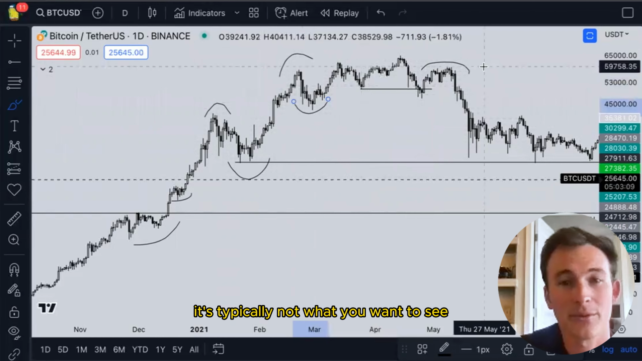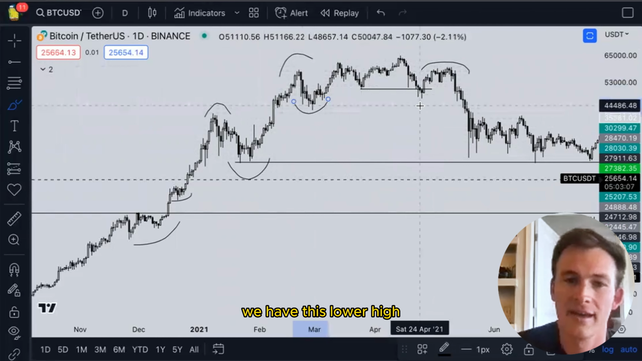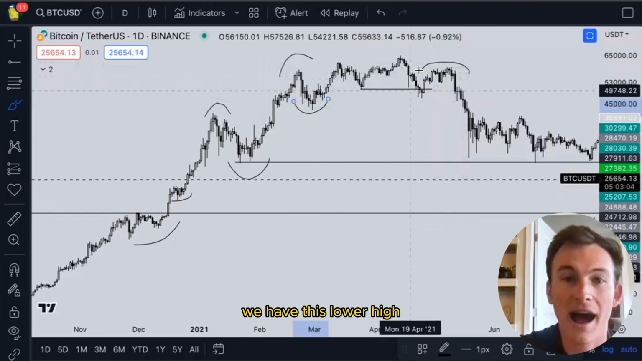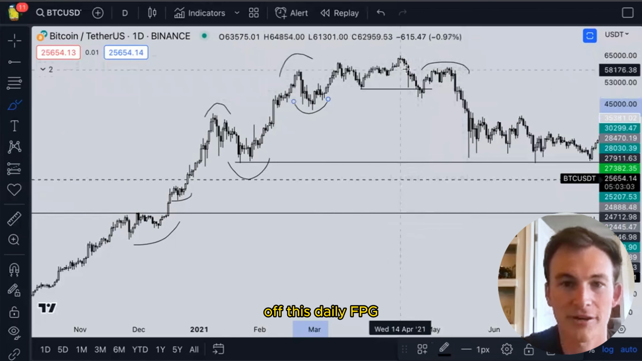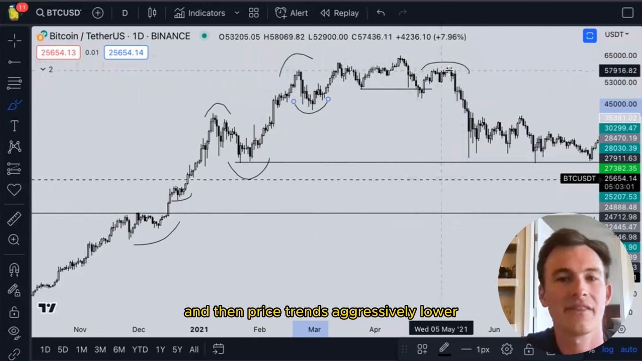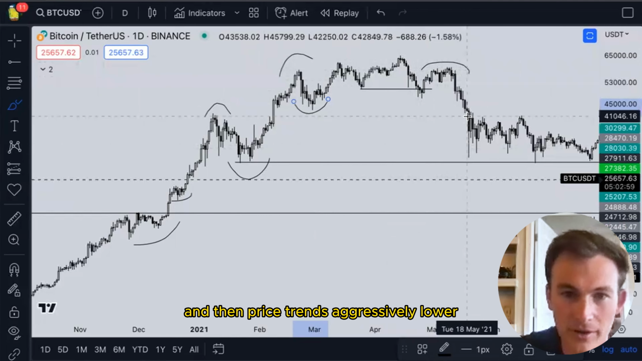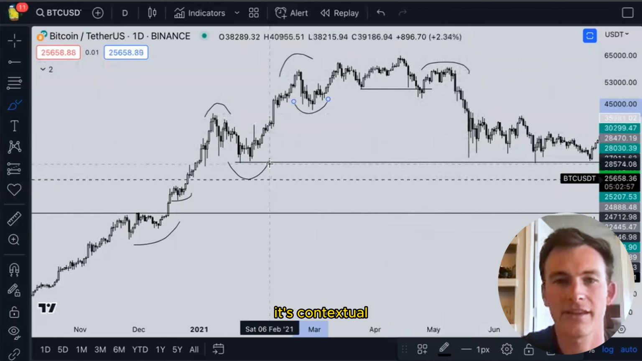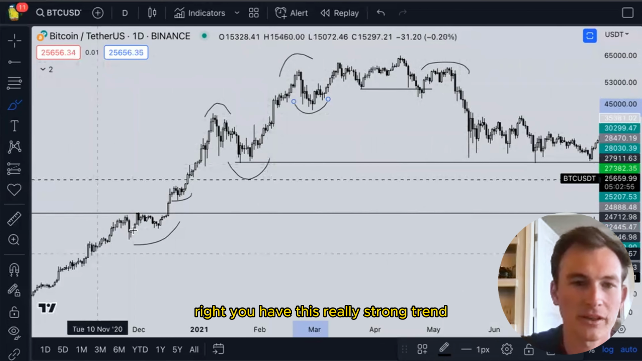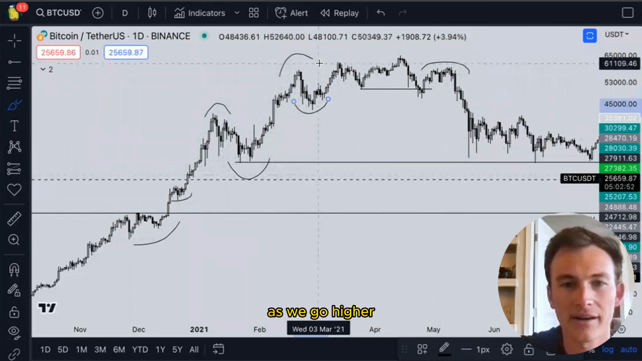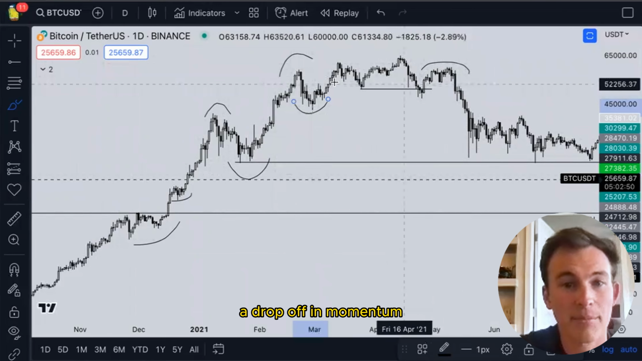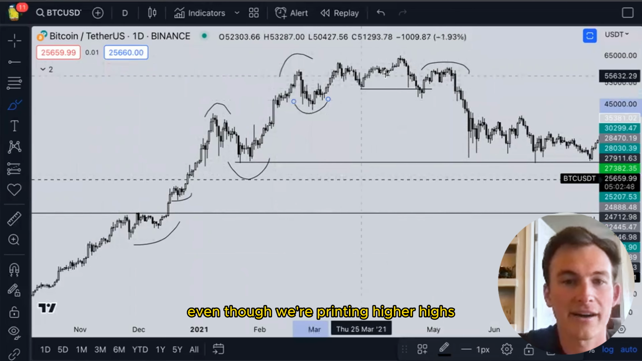It's typically not what you want to see of a really strong trend. We have this lower high then form, rejection off this daily FVG, and then price trends aggressively lower. So I do think it's contextual, right? You have this really strong trend as we go higher. You can see visibly a drop off in momentum, even though we're printing higher highs.